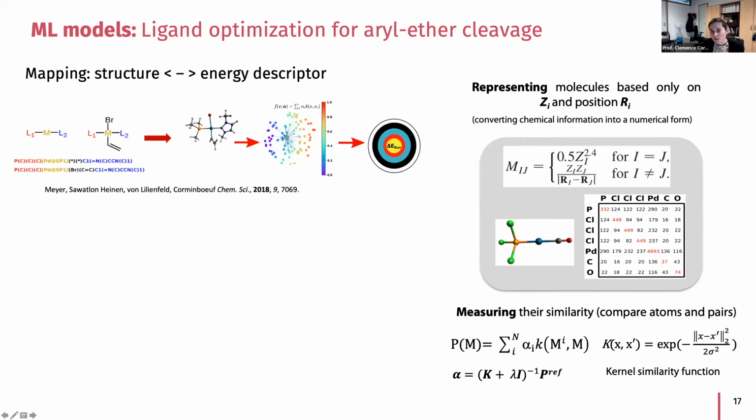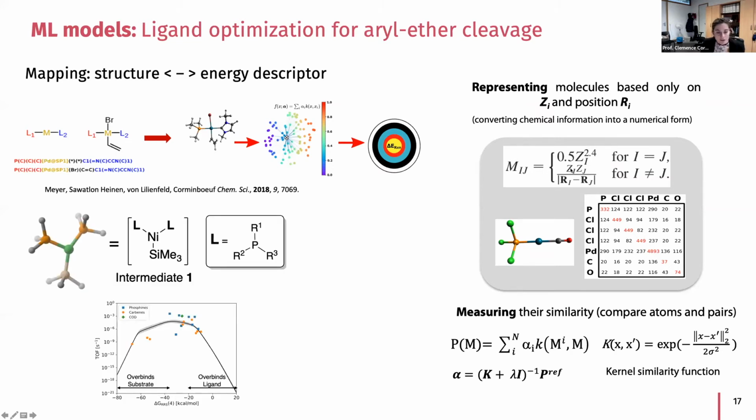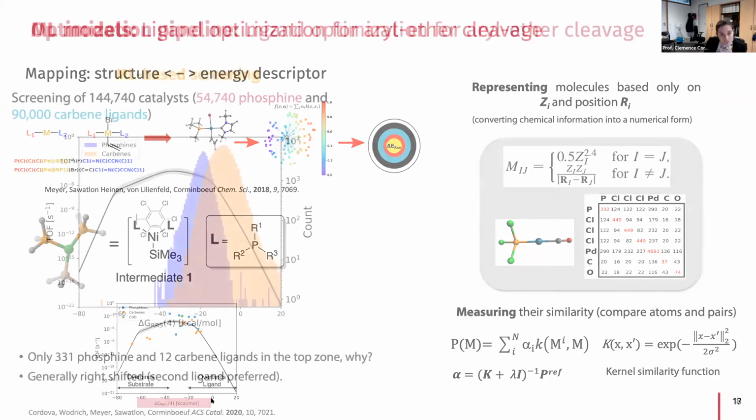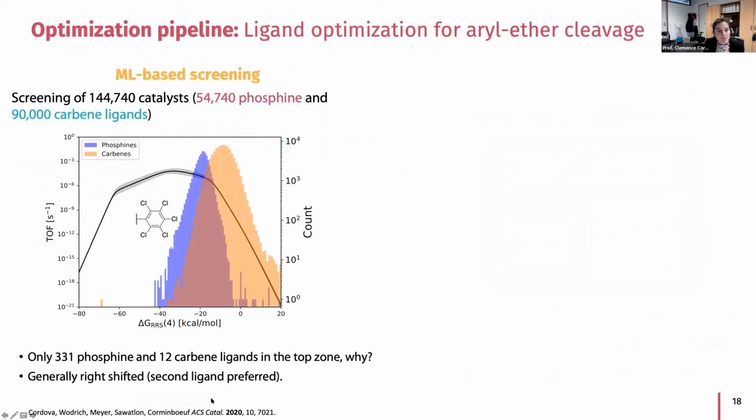So a lot of effort in the field is actually placed in trying to find what is the best representation that you can use. So now, basically what I will have is a model where you inject an intermediate and you get the descriptor directly. So let's use it. And that's the ML-based screening of this aryl-ether cleavage.